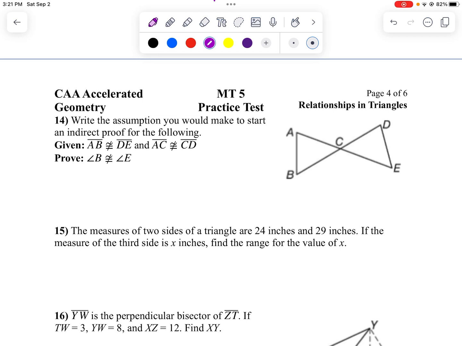Over on page 4, we just assume the opposite of what we're trying to prove. So remember, we don't do the given. So we're going to assume angle B is congruent to angle E. Then we would go from there.